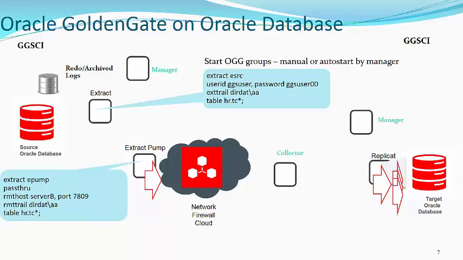So on the remote trail, I say, hey, look, write on the remote server, in the directory called .dat/AA. It's the same name, but obviously it's on a different server. Well, it's a different trail. So again, I say, grab all the records that have the table in it. So table hr.tc asterisk.